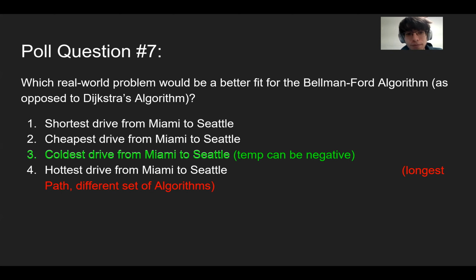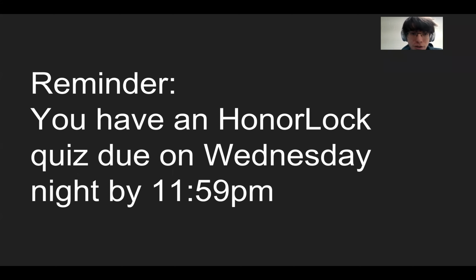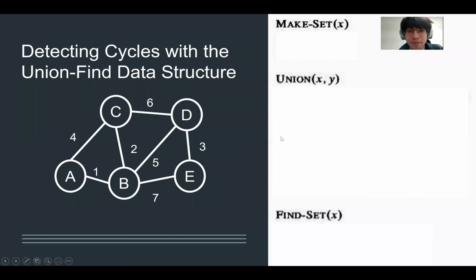Okay, so that was question number 7. So that's it for Bellman-Ford and Dijkstra's. Hopefully that made sense. If you have any questions about them, of course, message me. But next, we're going to move on to the next set of algorithms, which is actually talking about the extra material, but minimum spanning trees.